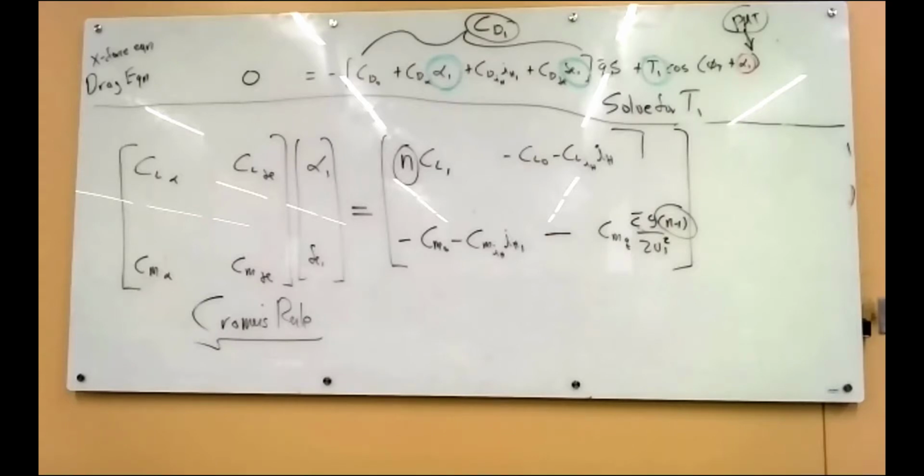Cramer's rule. Pretty sure it starts with a C. I always, in my mind, think sometimes it starts with a K. You guys know? Pretty sure it's a C. But I would not bet $1,000 on it.